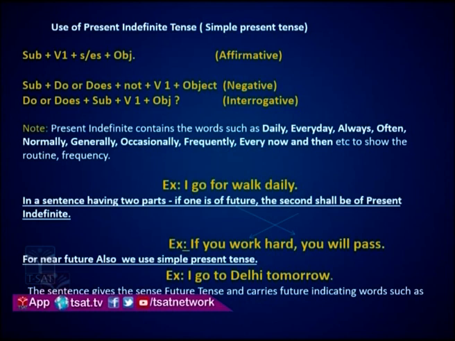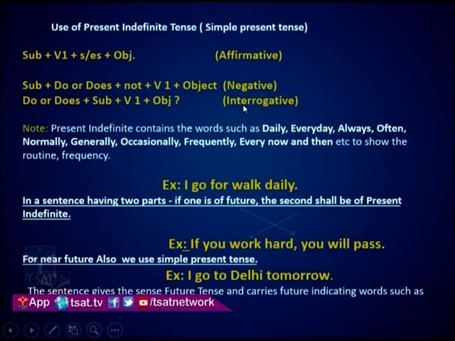Now, the use of present indefinite tense or simple present tense. As you all know the structure, in present tense we have subject plus V1, the main verb, either in S or ES form, plus object. This is an affirmative sentence. If the structure is subject plus do or does not plus V1 plus object, then it is called a negative sentence. If the sentence starts with do or does plus subject plus V1 plus object, then it is called an interrogative sentence.